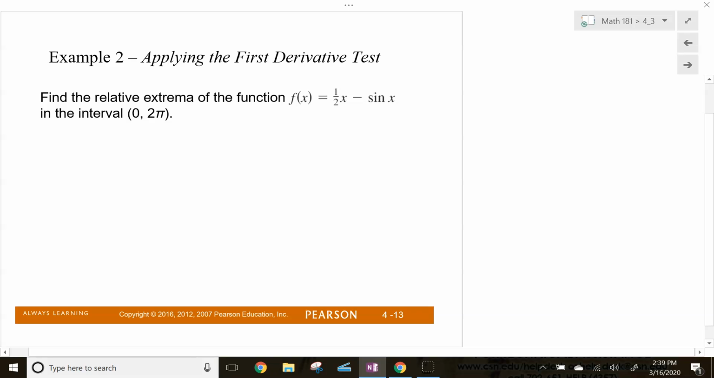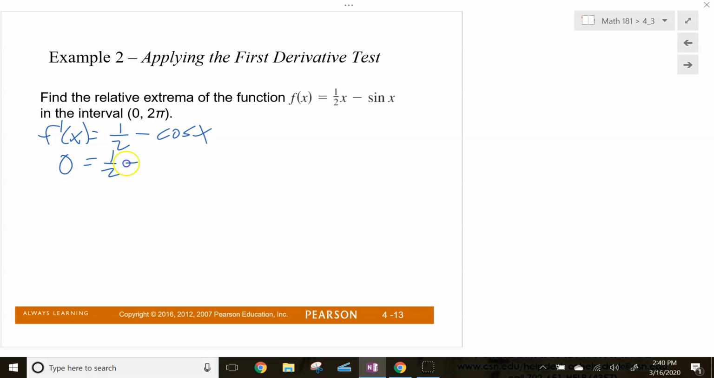Okay. All right, let's do some more with this first derivative test. Let's go ahead and take this derivative here. We got first derivative 1/2 x, we got a half, minus derivative of the sine is the cosine. Again, set that thing equal to 0. Let's solve that. We got the cosine of x is a half.